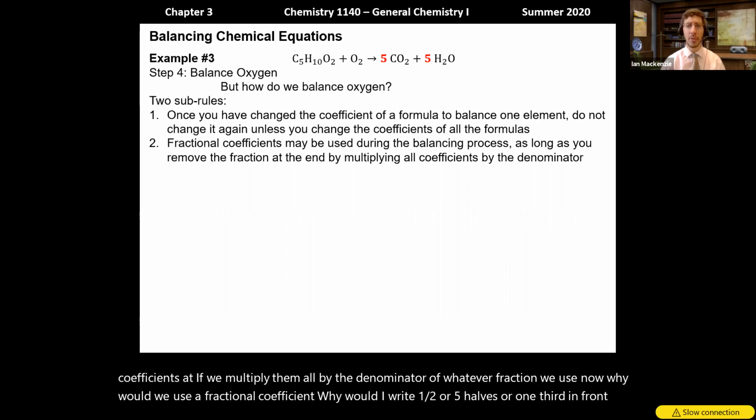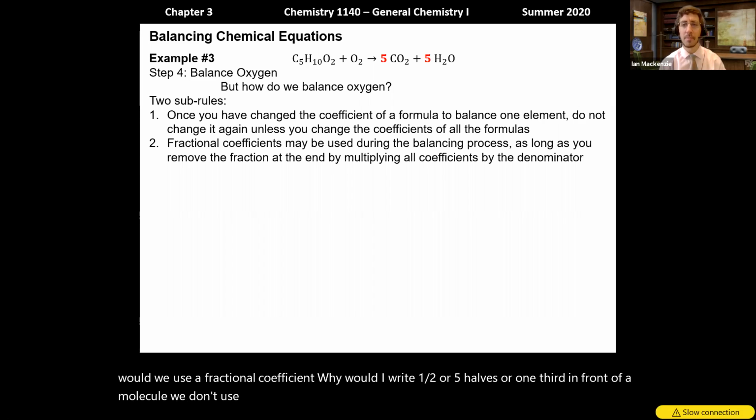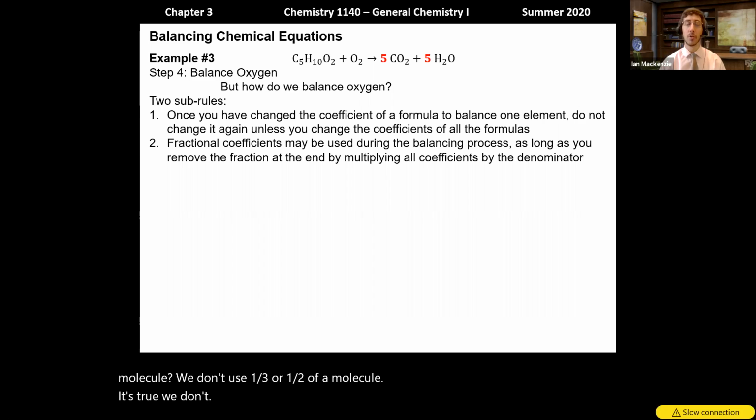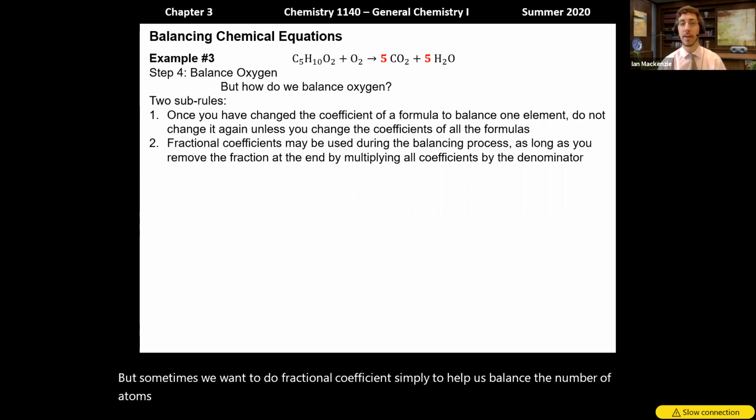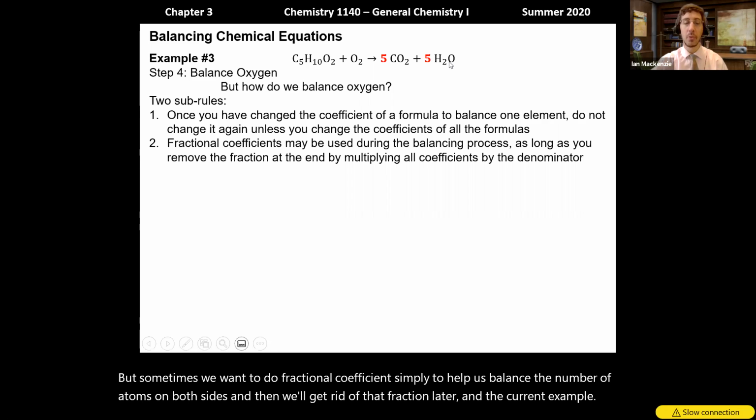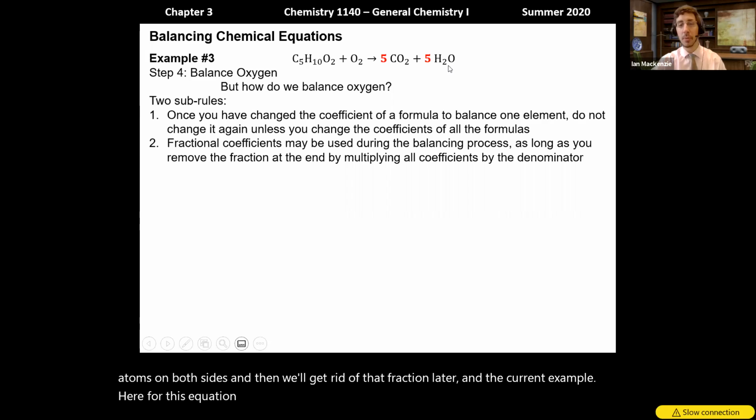We don't use 1/3 or 1/2 of a molecule. It's true we don't, but sometimes we want to use fractional coefficients simply to help us balance the number of atoms on both sides, and then we'll get rid of that fraction later. And the current example here for this equation is a case where a fractional coefficient would be helpful.